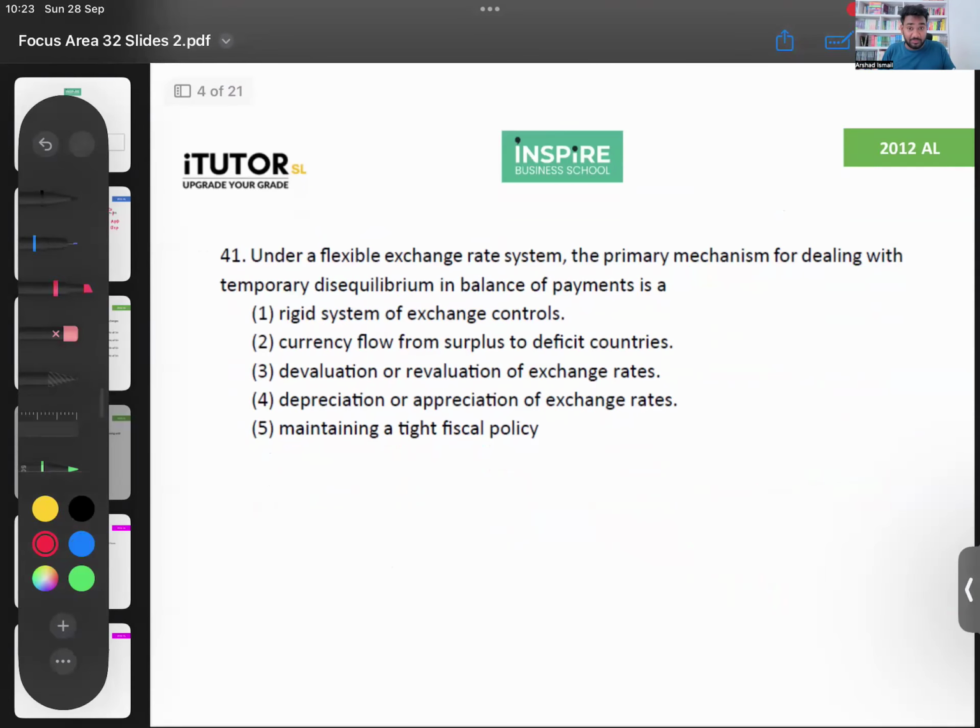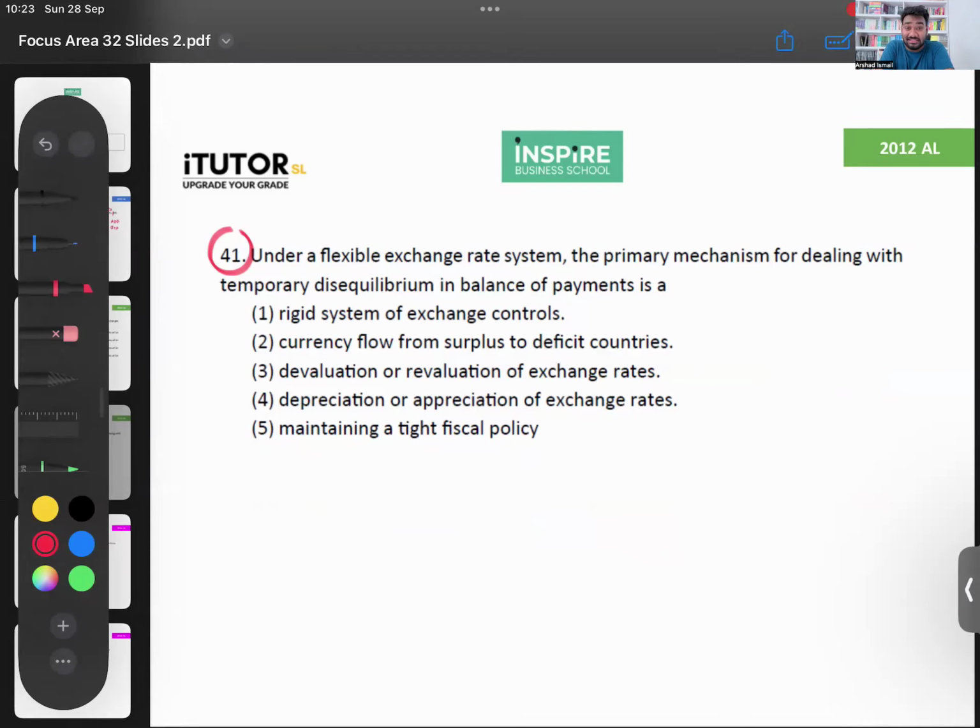2012 41 is saying, under a flexible exchange rate system, the primary mechanism for dealing with temporary disequilibrium of the balance of payments is what? Rigid system of exchange rate control, currency flow from surplus to deficit countries, devaluation or revaluation, appreciation or depreciation, maintaining a tight fiscal policy. A disequilibrium is where either there is excess demand for your currency or excess supply of the dollar or currency. What happens as a result of it in a flexible exchange rate system?